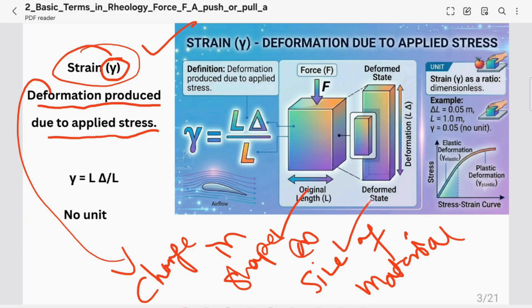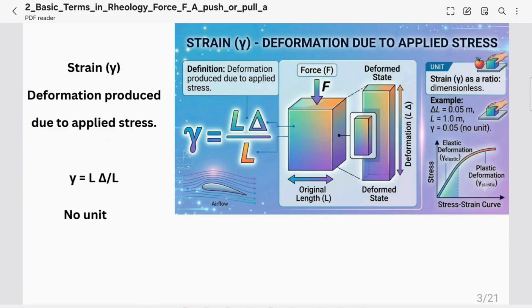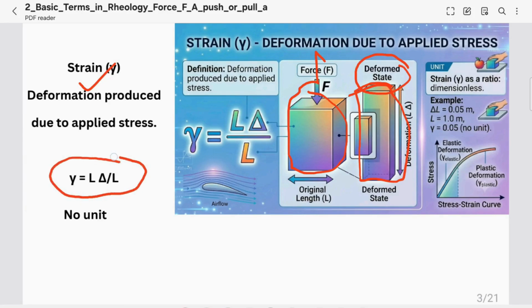Why does this change in shape and size happen? Because of applied force. Here in this diagram we can see the force is applied on this material, and due to that force the shape and size of the material is changed. That is called the deformed state. It is represented by the equation gamma is equal to L into lambda divided by L, and it has no unit.